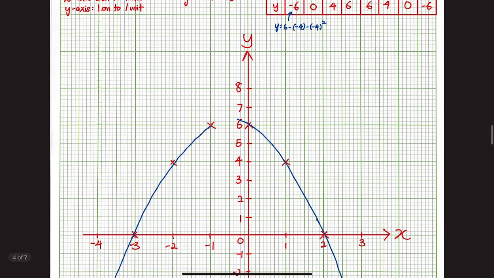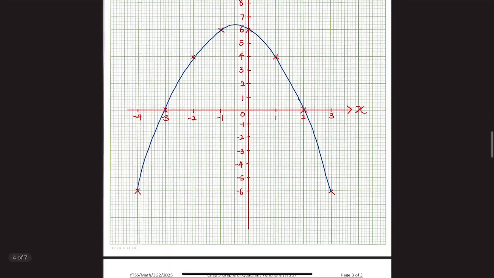Okay, I have no curve ruler, so I'm trying to make this look as smooth as I can. Something like this, okay? I think this looks smooth.